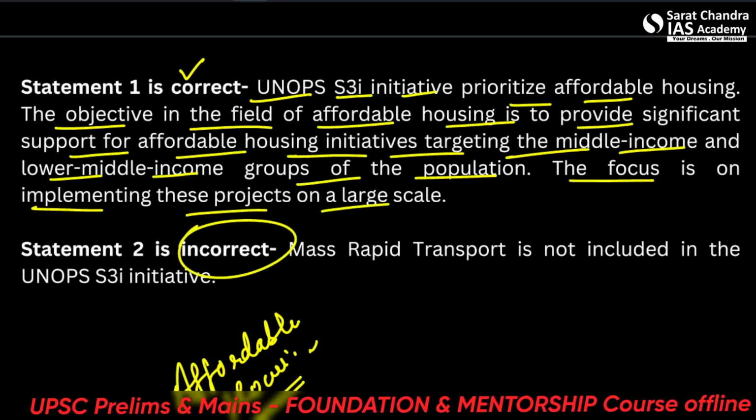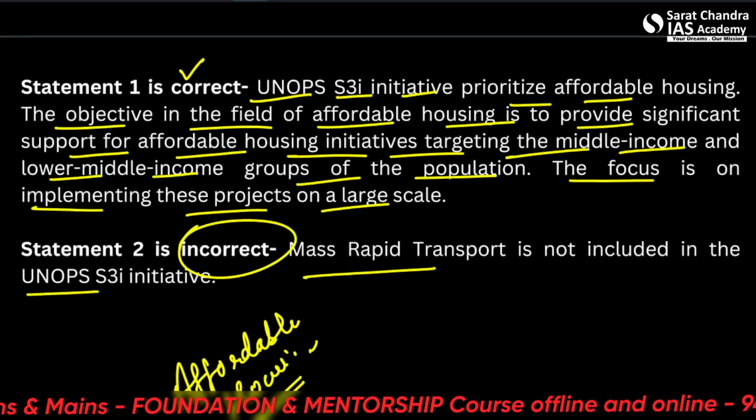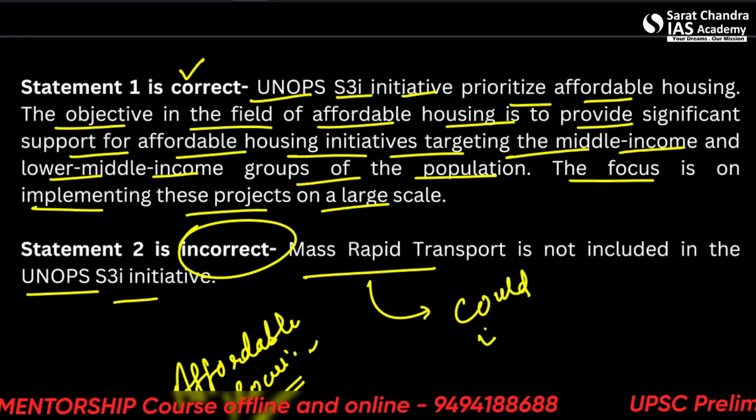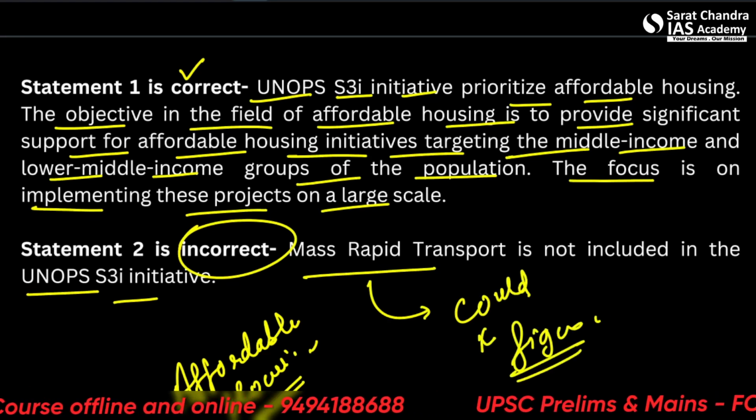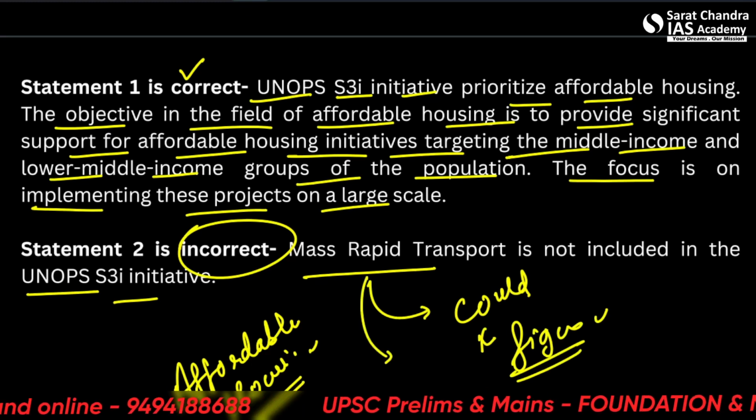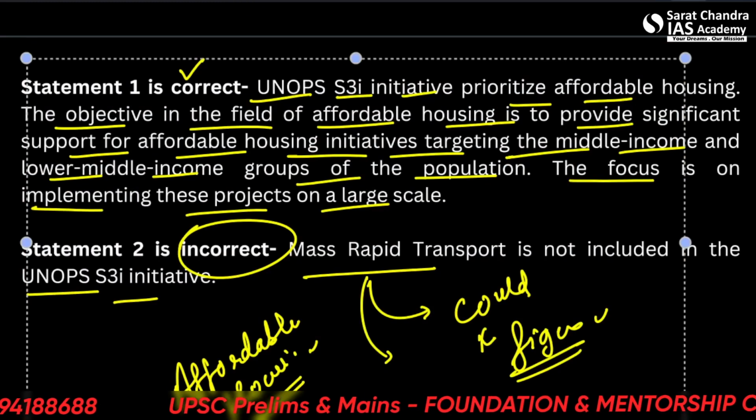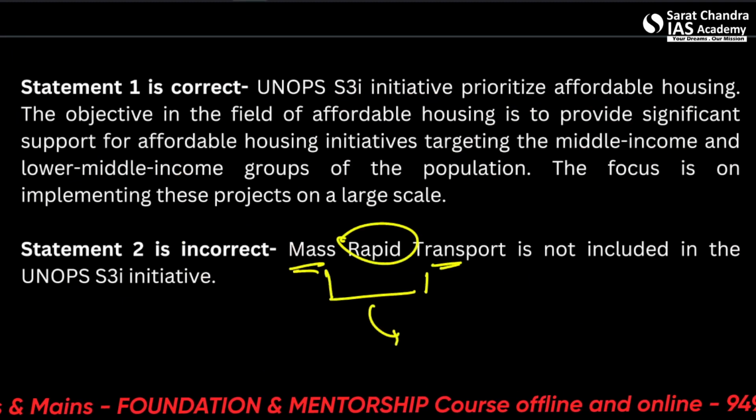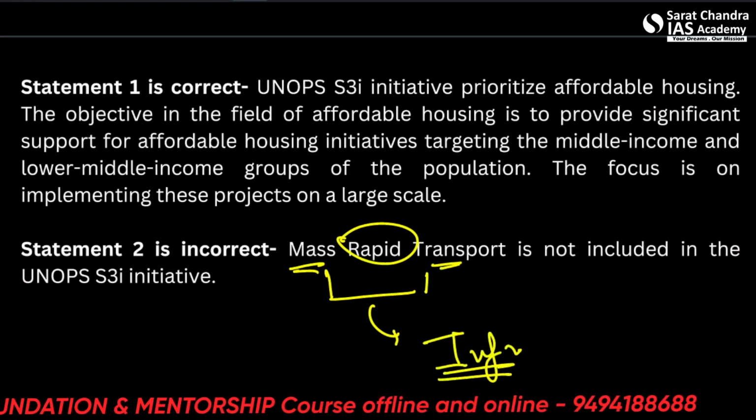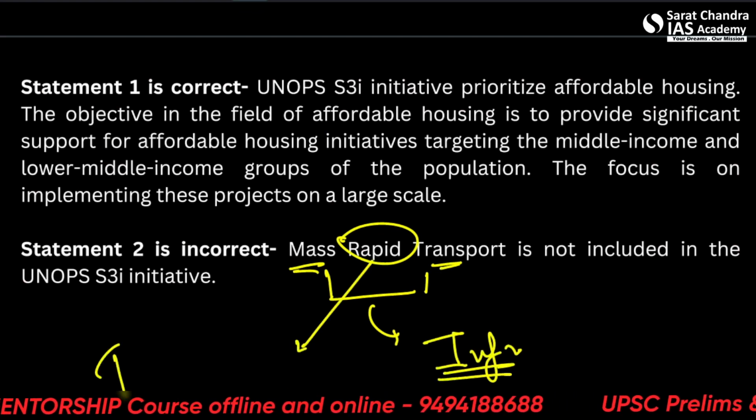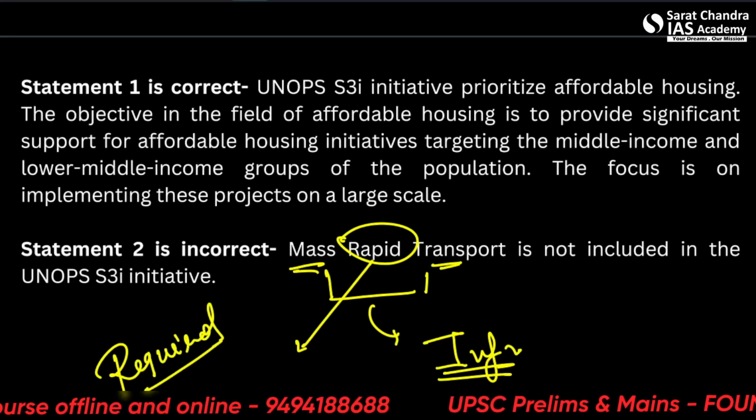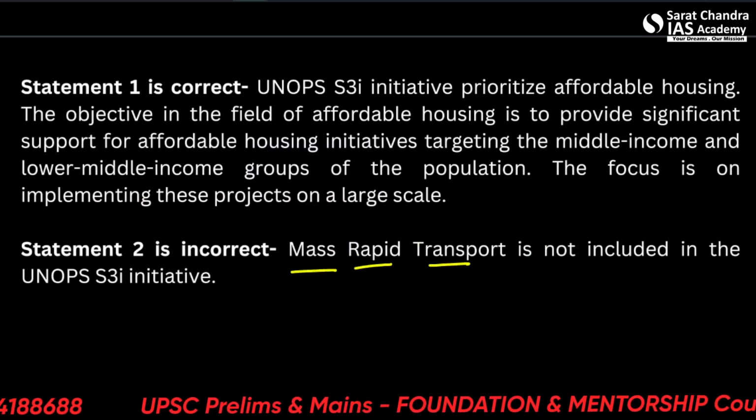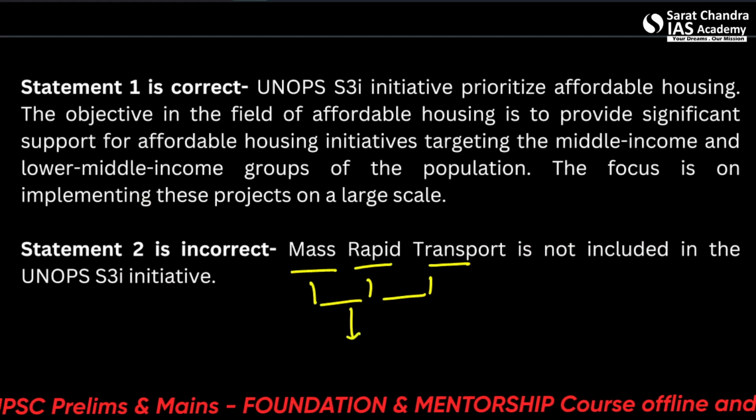Statement 2 is incorrect. Mass rapid transport is not included in the UNOPS S3I initiative. This again, as I am saying, we could not have figured out directly. Although mass transport is an infrastructural thing, rapid transport is not part of what is required. But when we talk about the metro, it is a combination of these 3 things: mass, rapid, and transport.